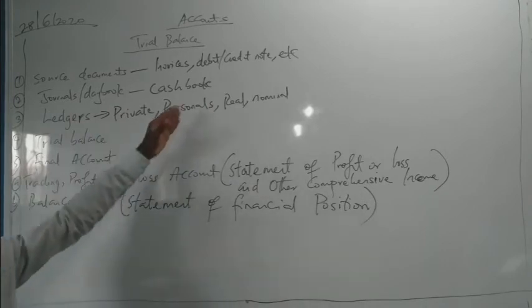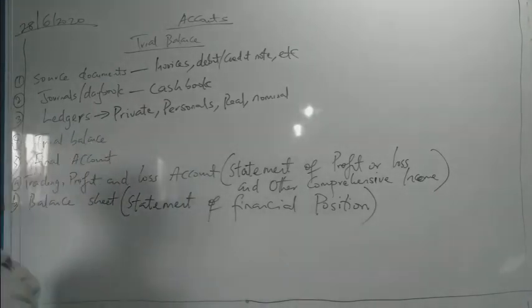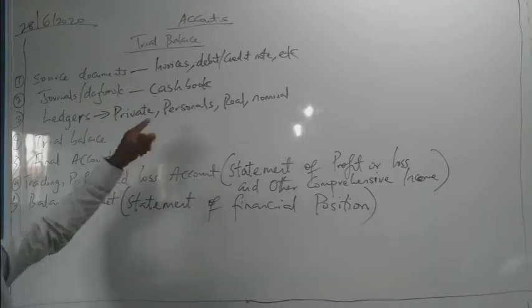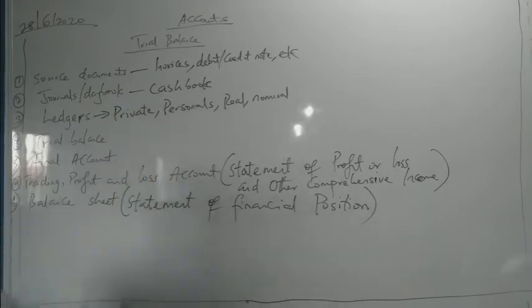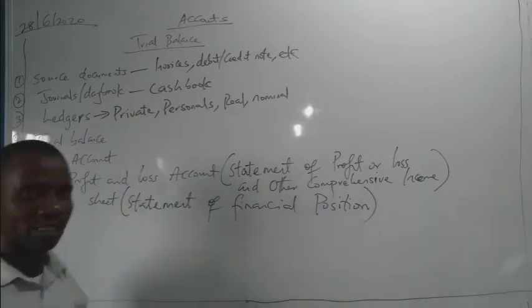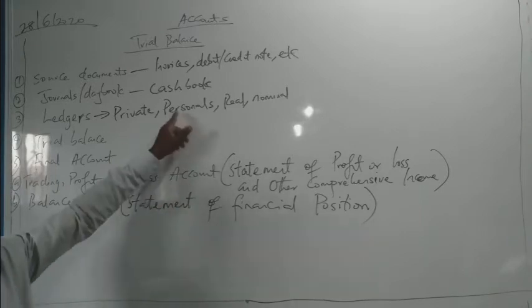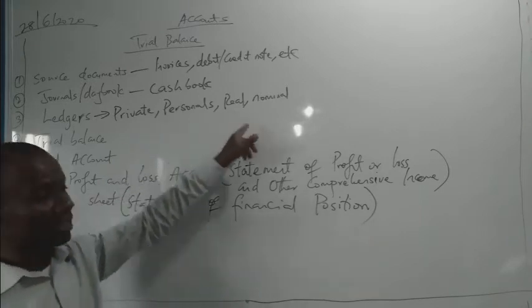Then the personal account. I told you the two types of personal accounts: there are the debtors and there are the creditors. What do I mean? All names of everybody owing the firm, which are the debtors, are recorded here. While all names of people or entities the business is owing are recorded in what is called the creditors ledger.